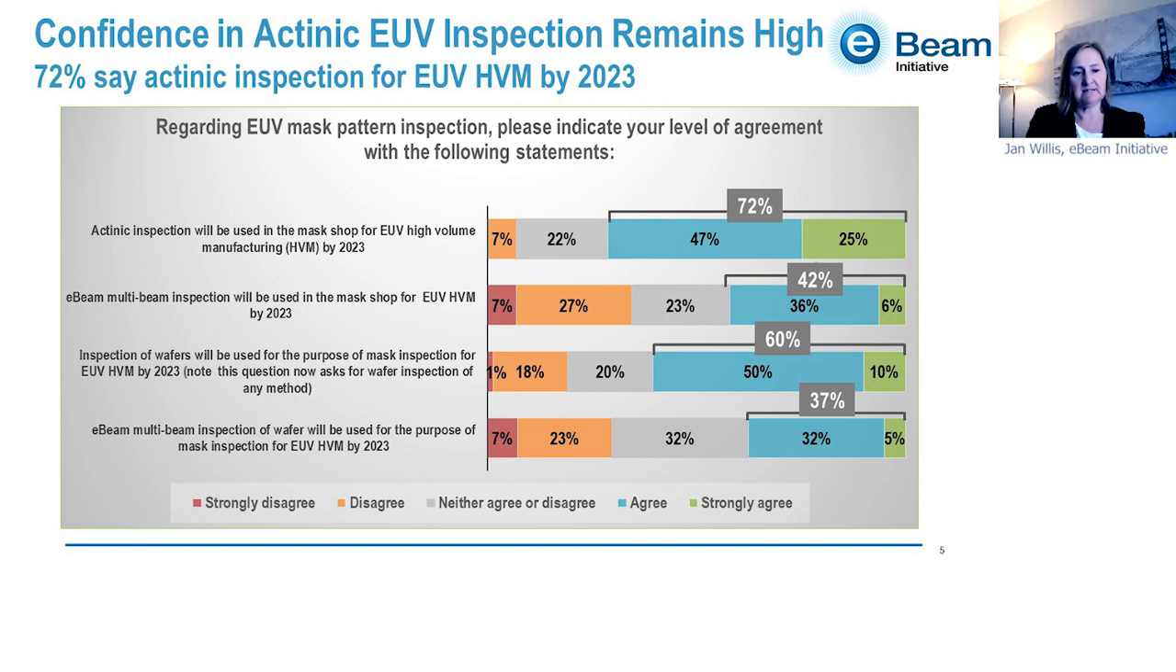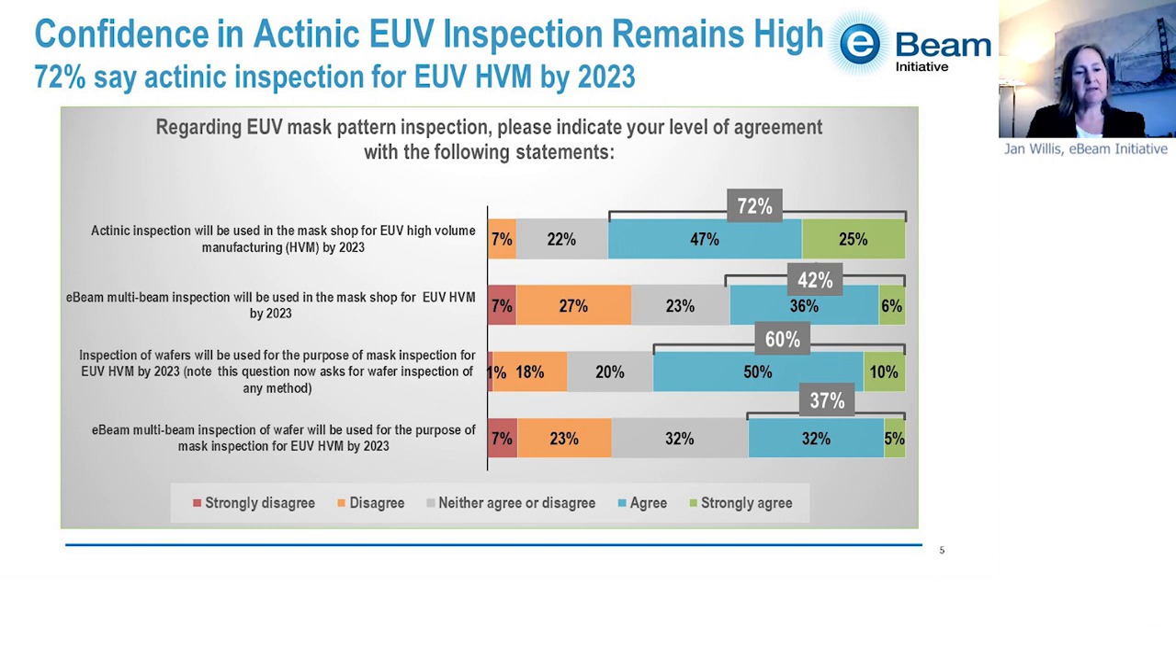In the second statement, we find that 42% agree with eBeam multi-beam inspection will be used in the mask shop for EUV high volume by 2023. Both of these results are very similar to the result we got in last year's question. Now, this year we split the third statement into two, so we won't contrast them to last year's result.